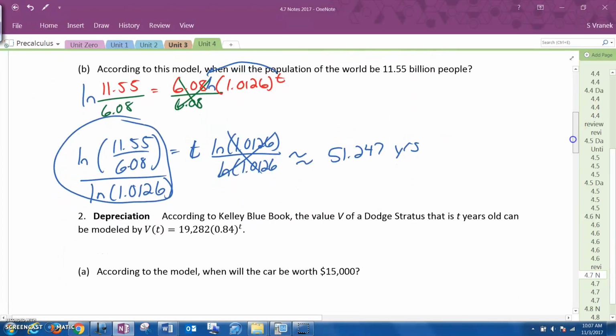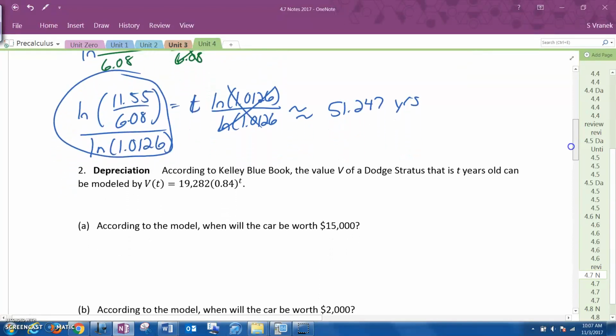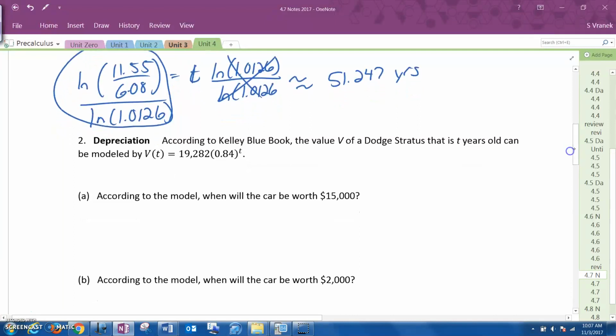Okay, so number 2 is similar. According to Kelley Blue Book, the value of a Dodge Stratus that is t years old can be modeled by this given function. Again, note these few things here. That should be your initial amount, how much they paid for the car. Here is the rate. If it's in there, that means it's how much was taken off from 1. So the rate is actually a 16% decrease, because that's how much was taken off of 1 to get 84% left over. So we can do the same thing again.